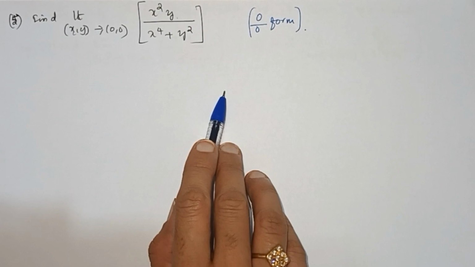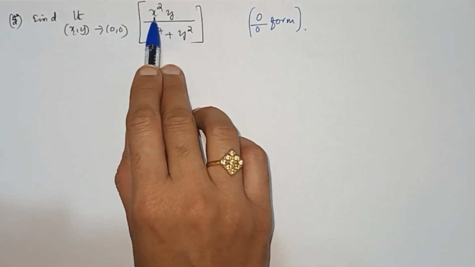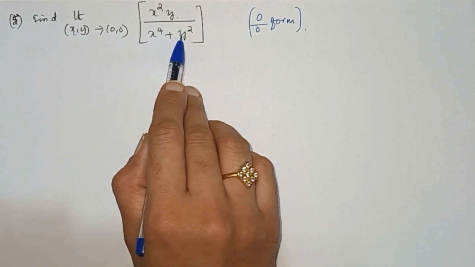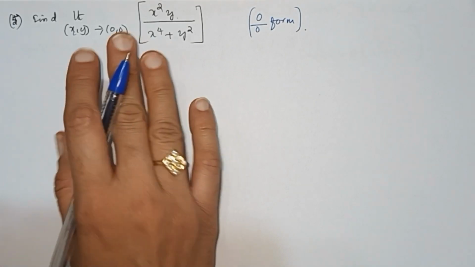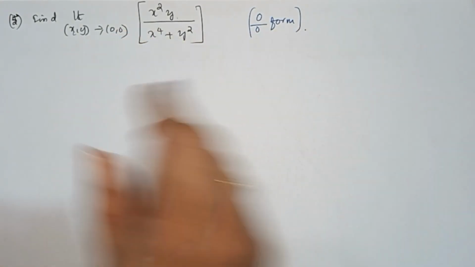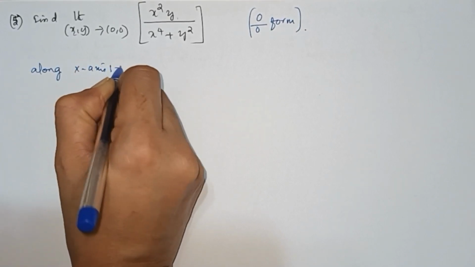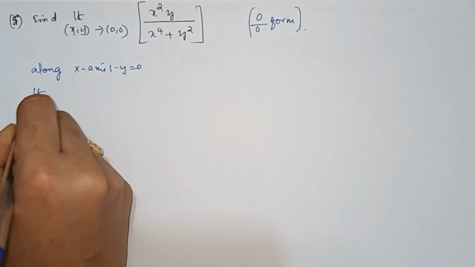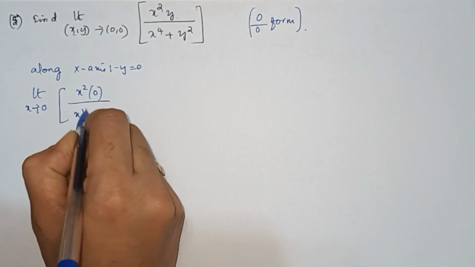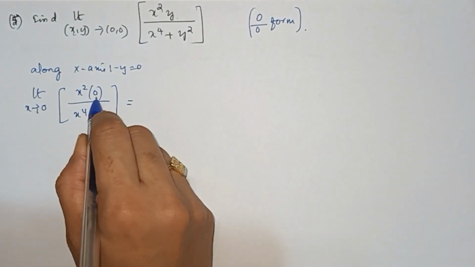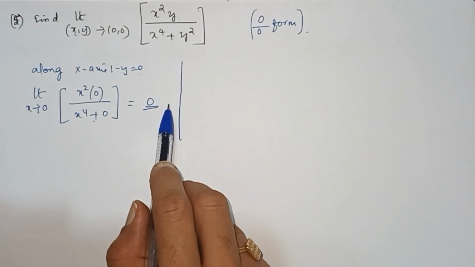Now converting it into a reducible function is not possible, as it contains just x squared y and x to the power 4 plus y squared. Factorizing is not possible here. Therefore, I will go with the choice of different paths. Let us start with the x-axis. Along the x-axis, we have y equal to 0. Therefore, limit as x tends to 0 of x squared y, which is 0, divided by x to the power 4 plus 0. So 0 by anything is 0. Along the x-axis, the value of the limit is equal to 0.